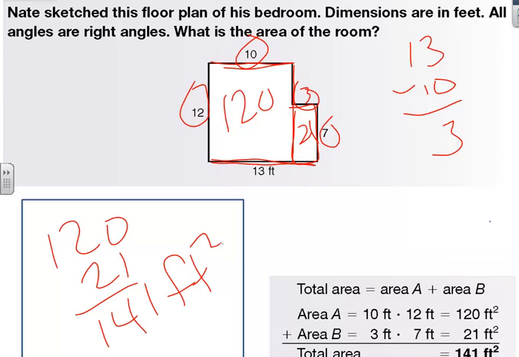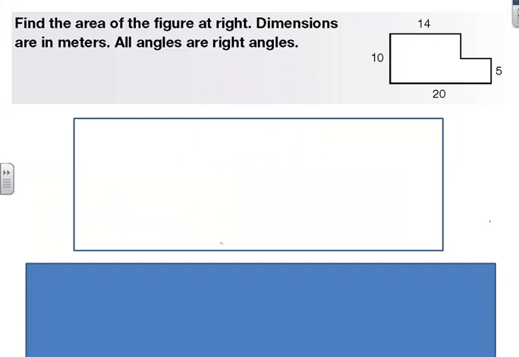Did you beat me? Let's see if we got it right. Hey, we did, and they did it the same way. I like it when that works out. Let's look at another one. You ready? I'm going to give you a head start. Go. All right. Find the area. Dimensions are in meters. All angles are right angles. While you're working this, see if you can beat me.